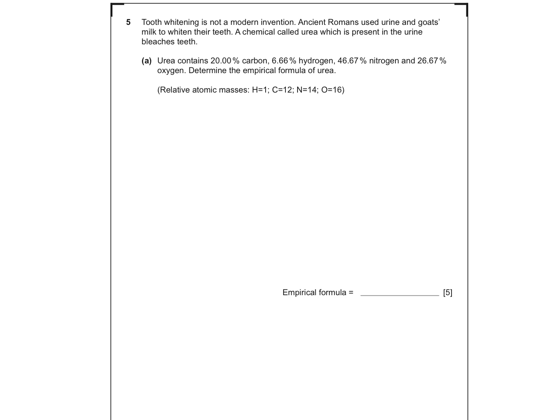Okay, this question now is about empirical formula. So what I'm going to do is just do out a fairly rough table. So we've got carbon and hydrogen, nitrogen and oxygen. It doesn't matter that these are percentages. You just treat them like masses. So the mass is 20. Hydrogen is 6.66. 46.67 and what's that? 26.67.